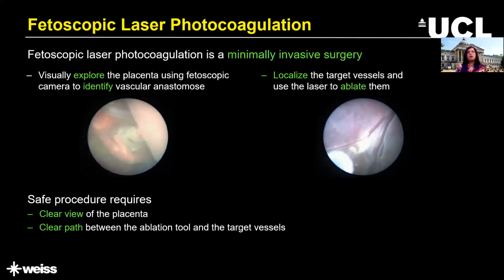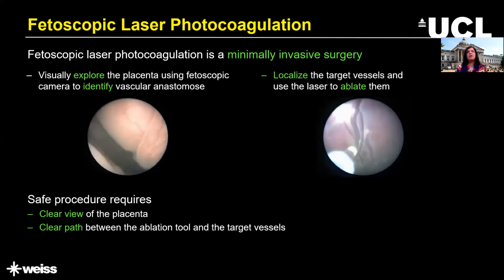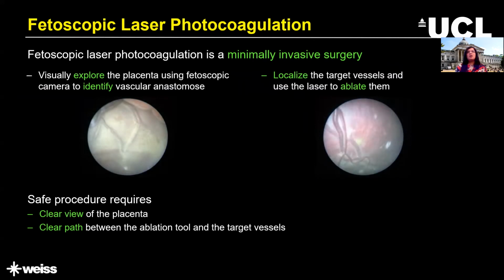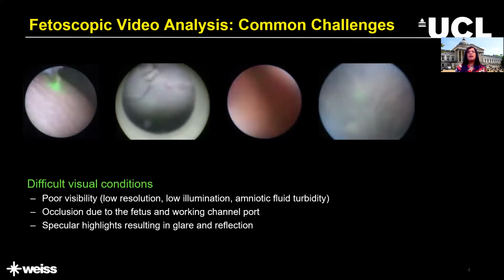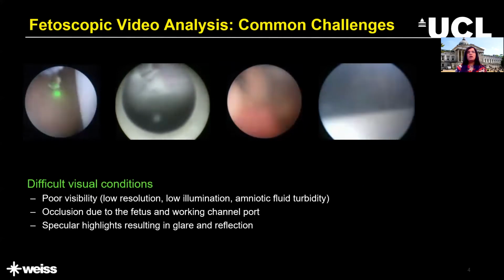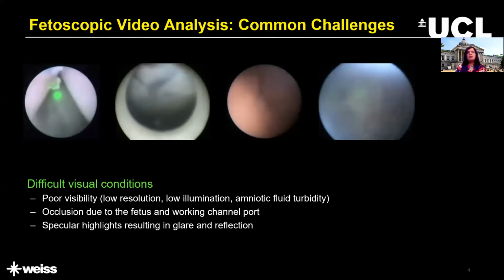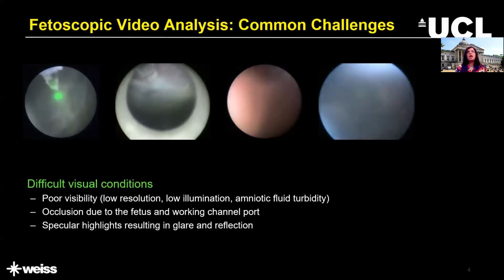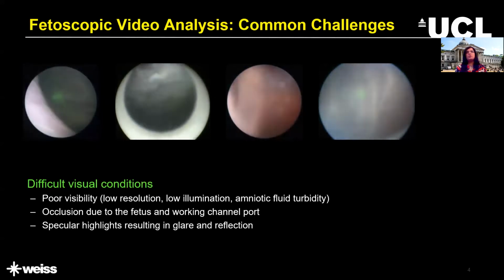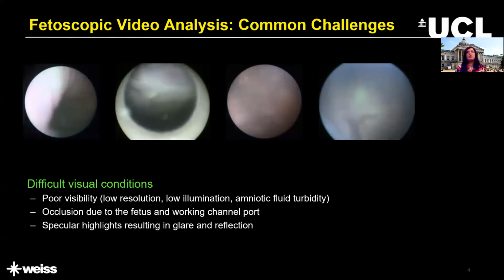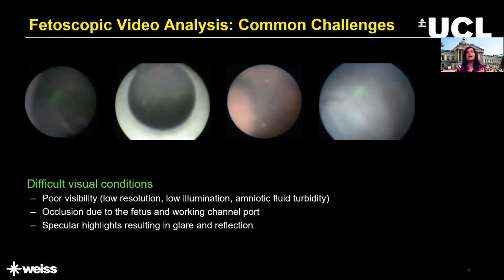A safe procedure requires a clear view of the placenta and a clear path between the ablation tool and the target vessels. However, the fetoscopic environment can be very challenging, mainly because the visual conditions are quite varying and at times quite poor because of low resolution, low illumination, and amniotic fluid turbidity. There can also be occlusions because of the presence of the fetus or the working channel port. Also, there can be reflection or glare because of specular highlights.